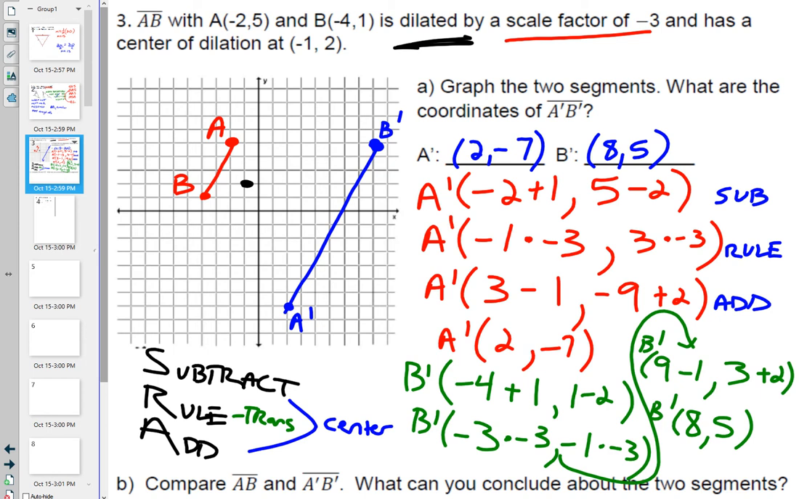So talking about things you did in middle school, if you were to use the distance formula to measure the segments, the distance of A prime B prime should be 3 times bigger. Whatever you get for AB, A prime B prime should be 3 times bigger.